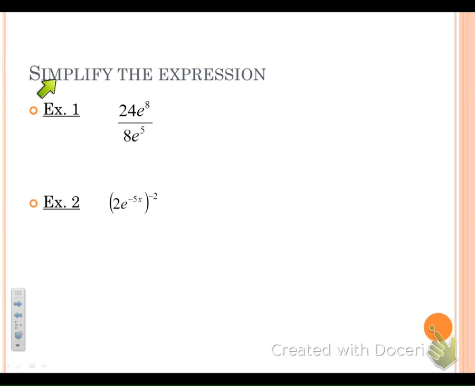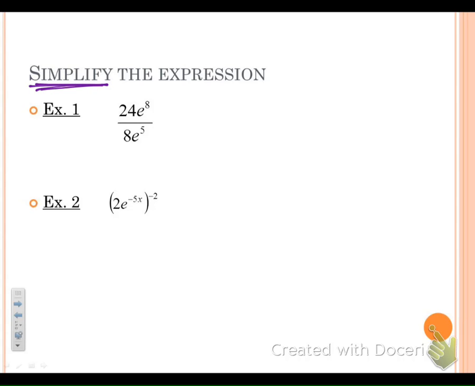When the directions say simplify, that means I don't want any decimals in my answer. I actually just want to clean this up, but I want it in the exact form. So just make a note of that. When it says simplify, I should not be seeing decimals.